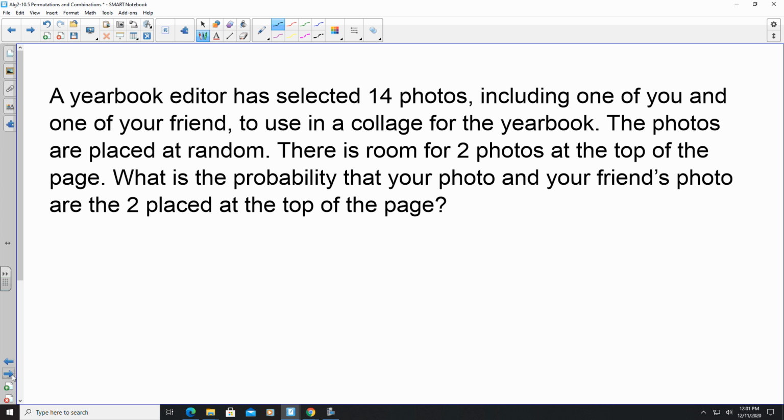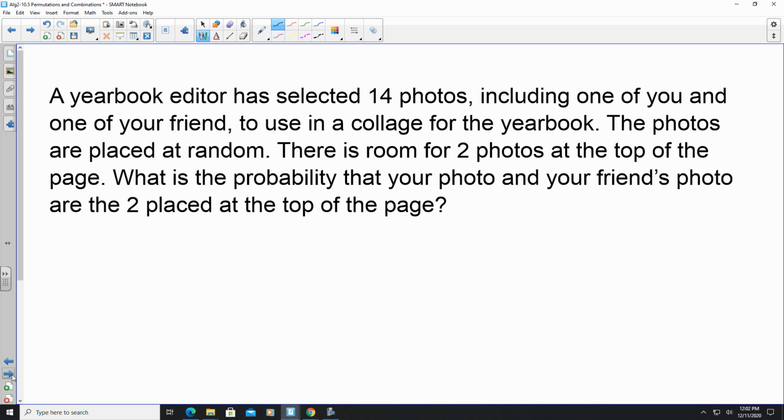All right, so now here, this is the probability one with respect to combinations. So it says a yearbook editor has 14 photos, including one of you and one of your friend, to use in a picture collage for the yearbook. The photos are placed at random. There is room for 2 photos at the top of the page. What is the probability that your photo and your friend's photo are the two placed at the top of the page?